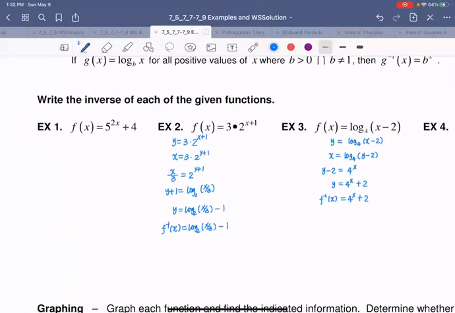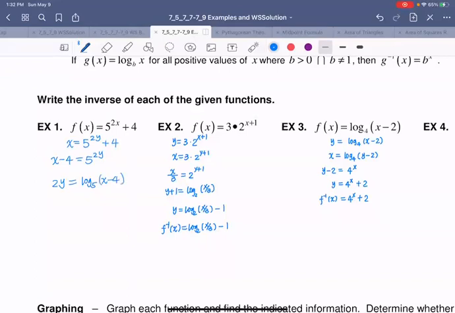The first step would be to switch x and y. So x equals 5 to the power of 2y plus 4. And then you subtract 4 from each side. So x minus 4 equals 5 to the power of 2y. And then you make 2y, okay? 2y equals what? Equals log base 5 of x minus 4.